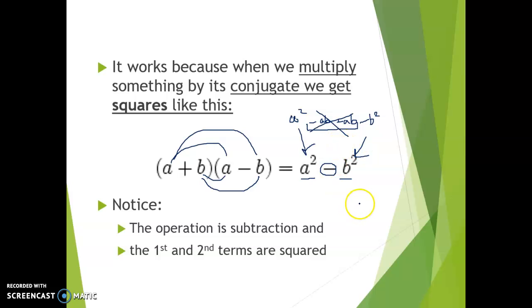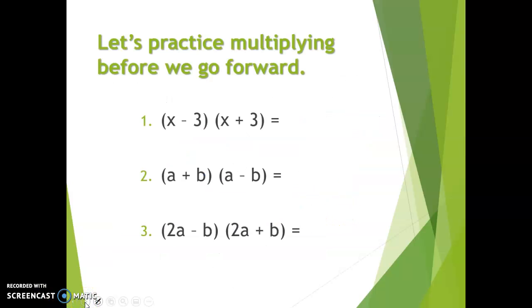So when you want to rationalize a denominator that has 2 terms, we're going to multiply by the conjugate. And our shortcut there is just take the first term and square it, minus the second term squared. Let's practice multiplying some conjugates before we go.